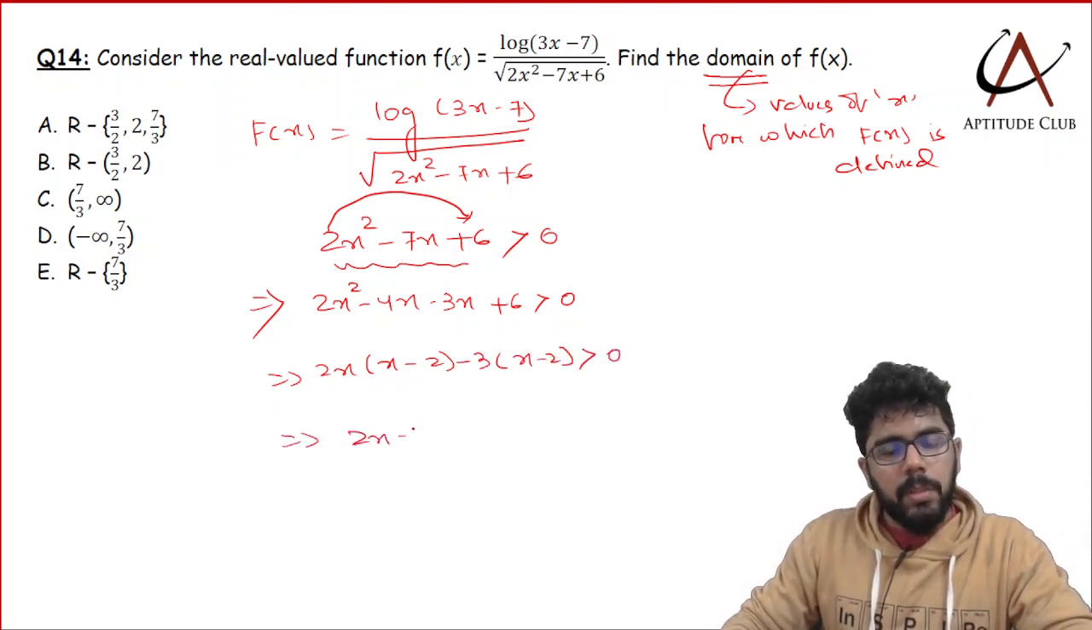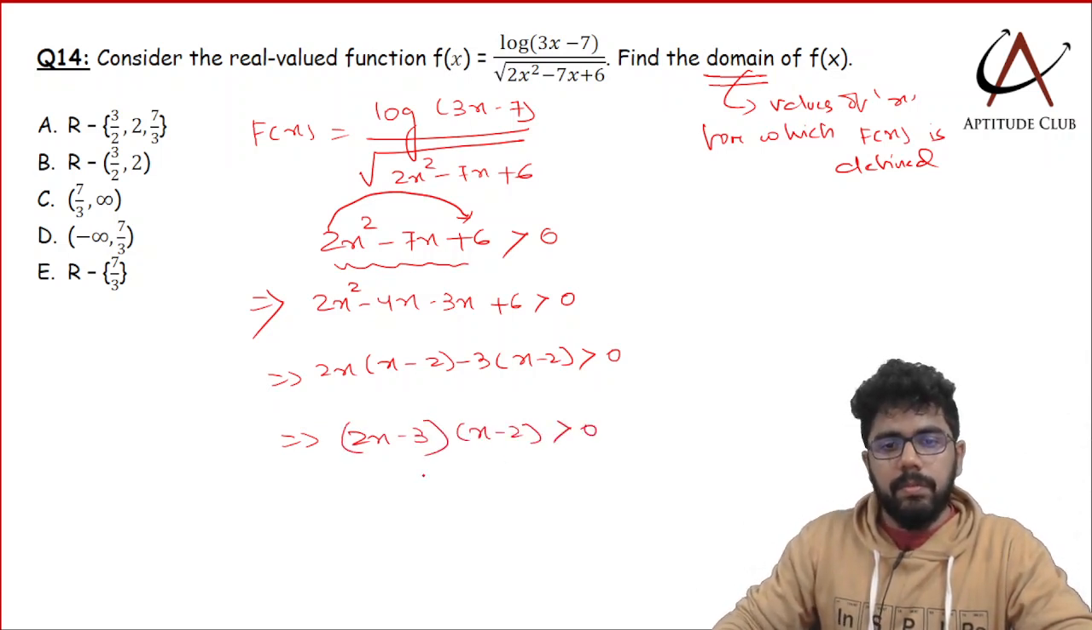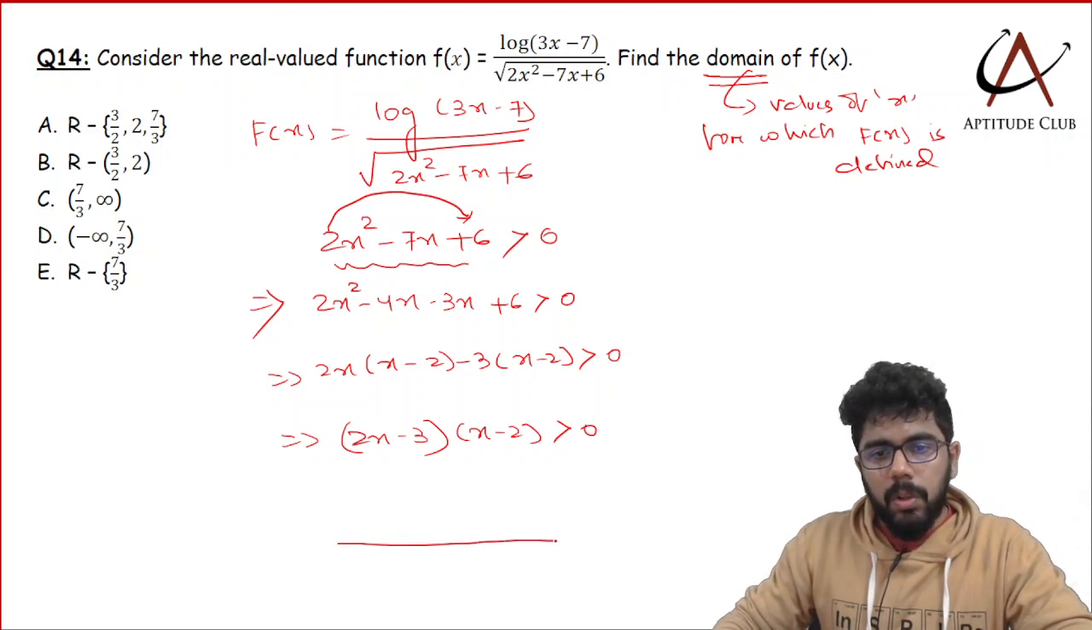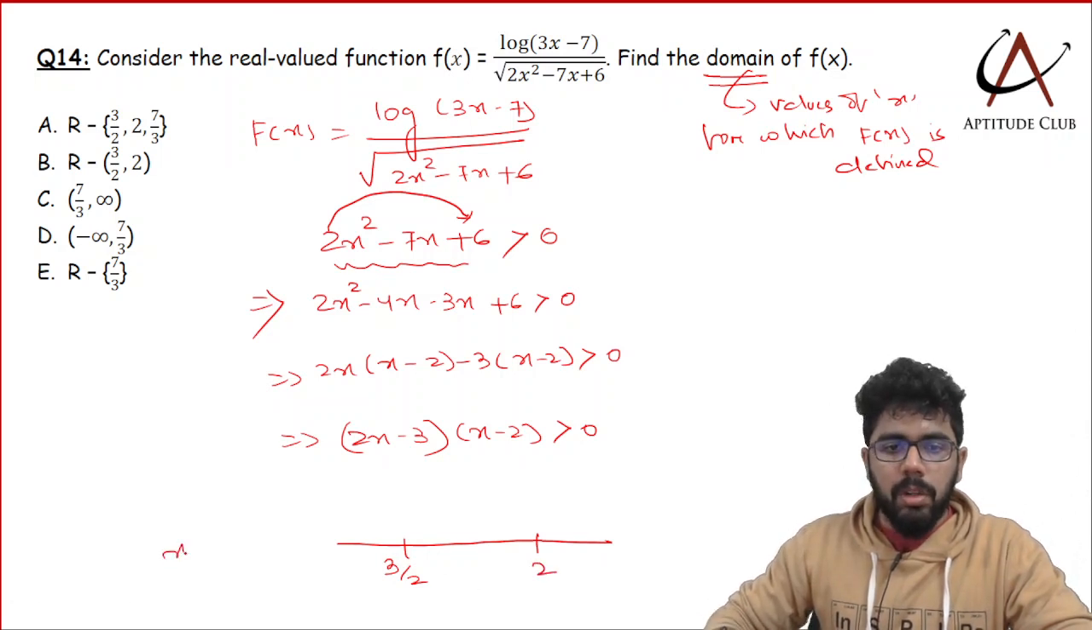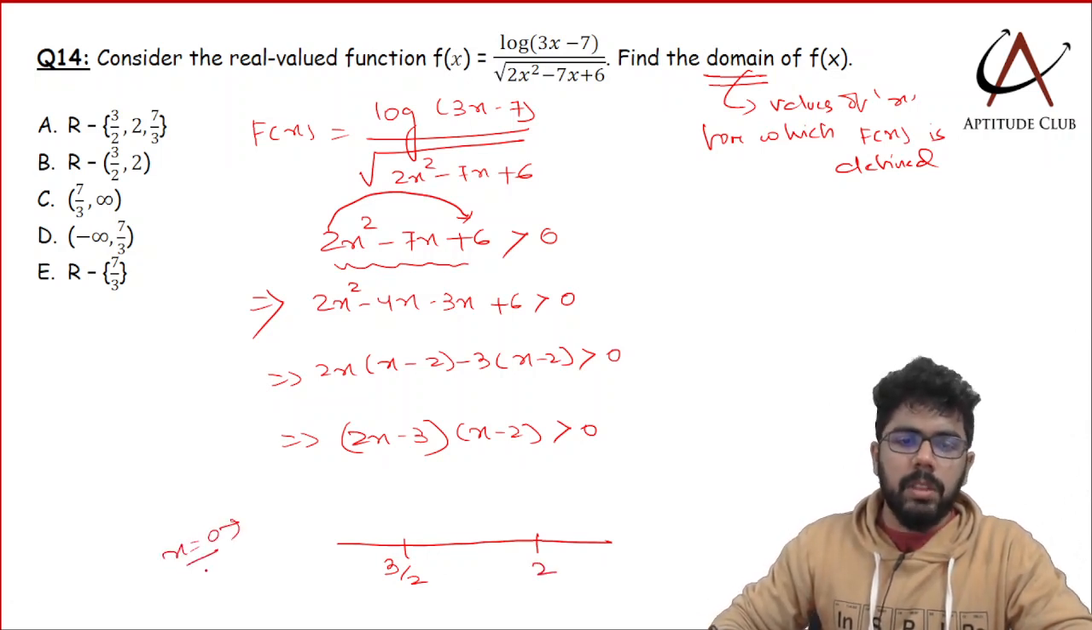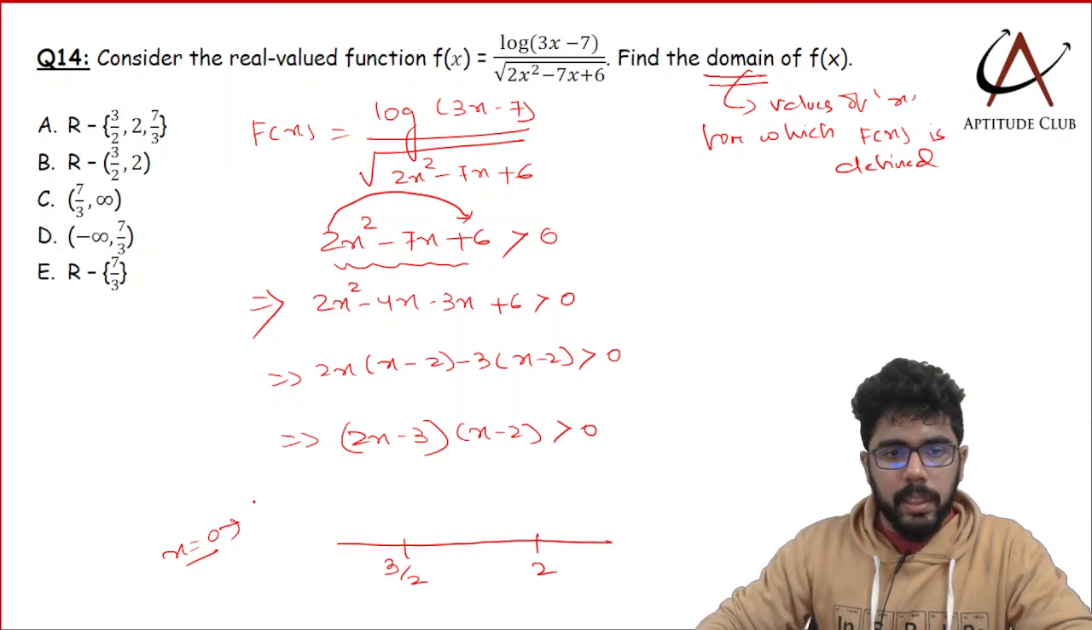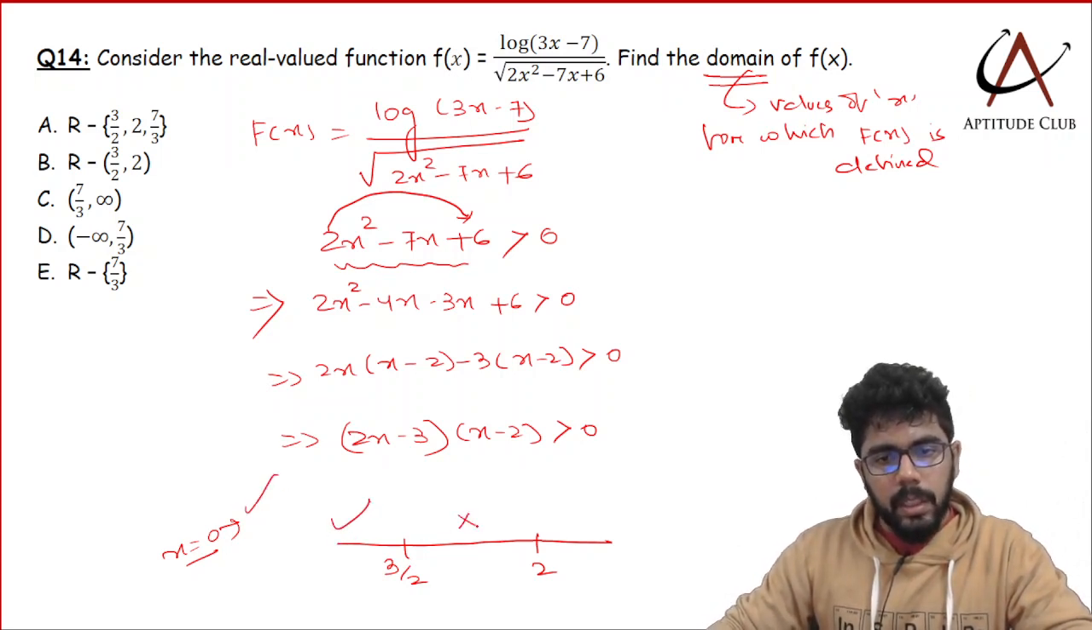So I get (2x minus 3) into (x minus 2) is greater than 0. This is an inequality. You plot the numbers: one number is 3/2 and the other number is 2. And how do you solve an inequality? Check for x equal to 0. Does x equal to 0 satisfy the inequality? Yes. So this region will satisfy, this one will not, and this one will.